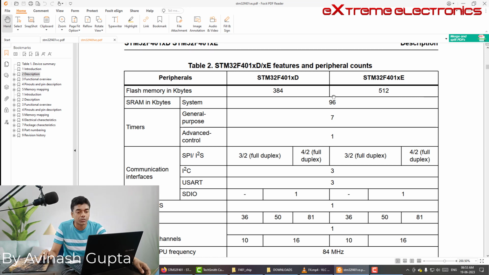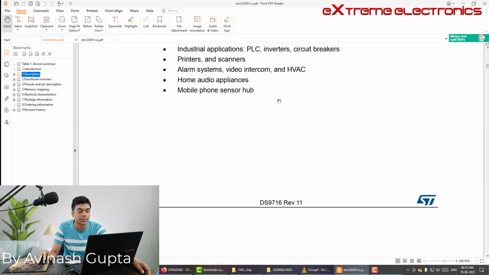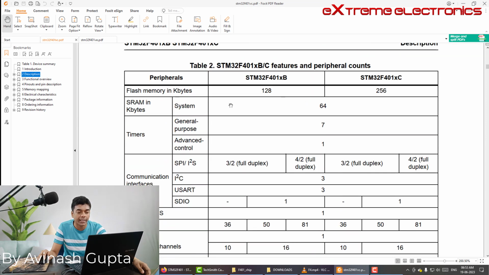So in this table we can clearly find out that both of these variants have 96 kilobytes of RAM. This is very important information, and you should also note it down that the STM32F401 has 96 kilobytes of RAM. But if you open the other datasheet, the datasheet for the variant which has lower memory, you will find out that they have 64 kilobytes of RAM.